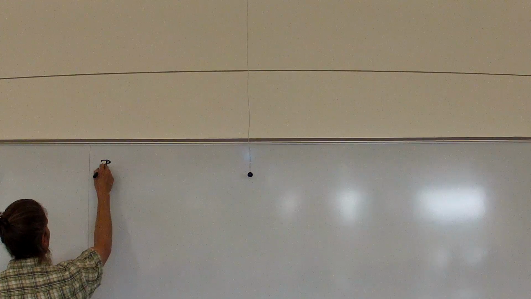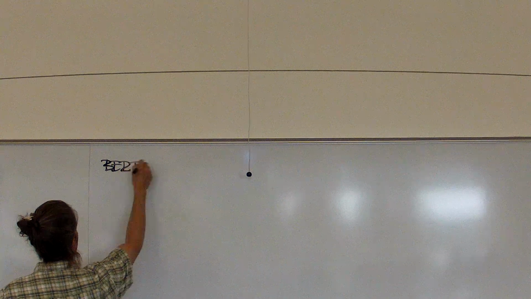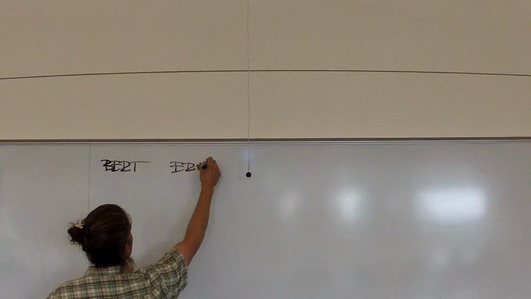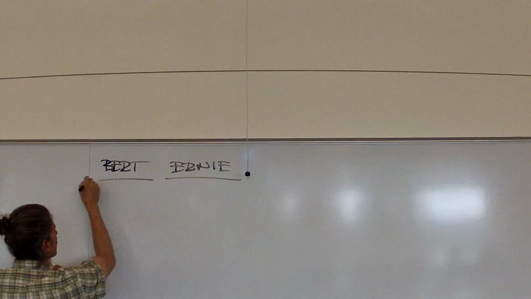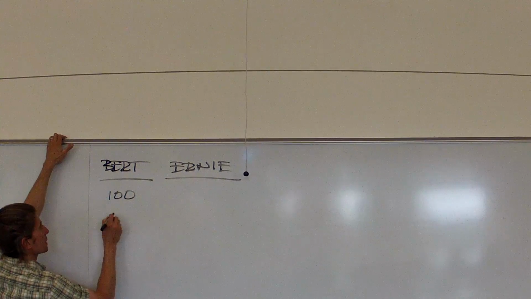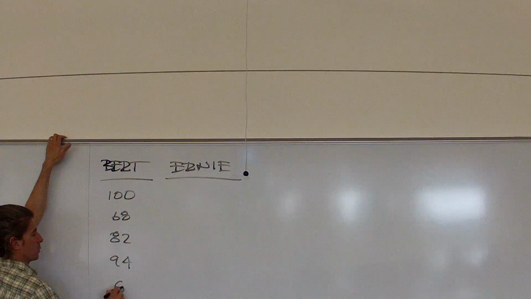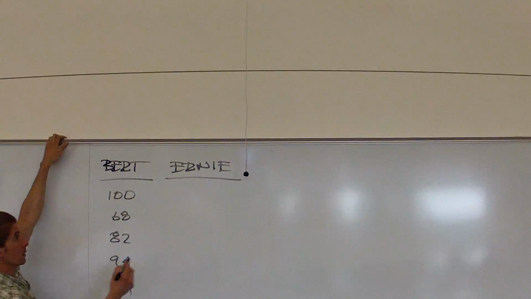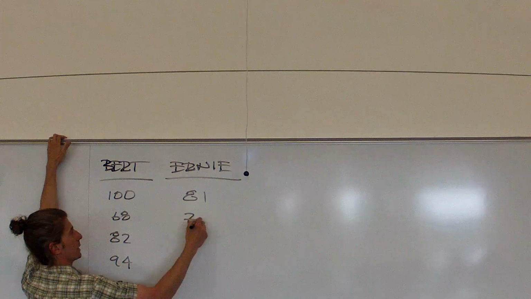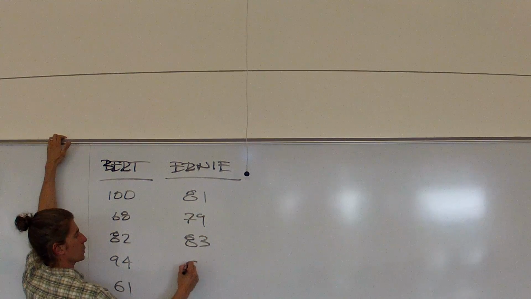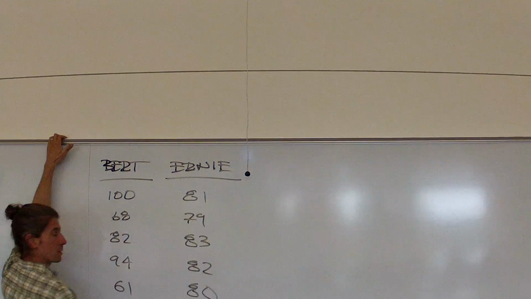So we had Bert and we had Ernie. Remind me of their test scores from last time. Bert: 100, 68, 82, 94, 61. Beautiful. And Ernie, if you don't mind? 81, 79, 83, 82, and 80. Thank you, my friend.